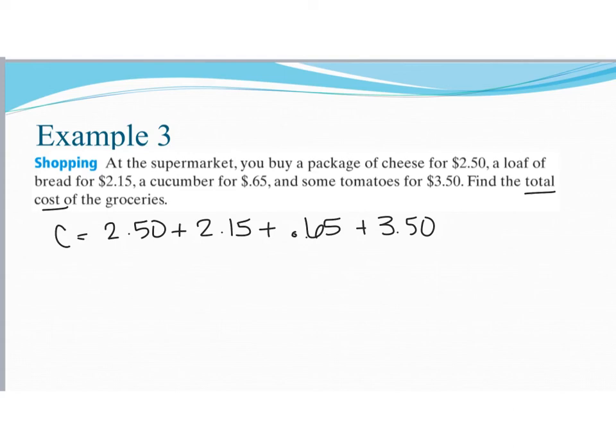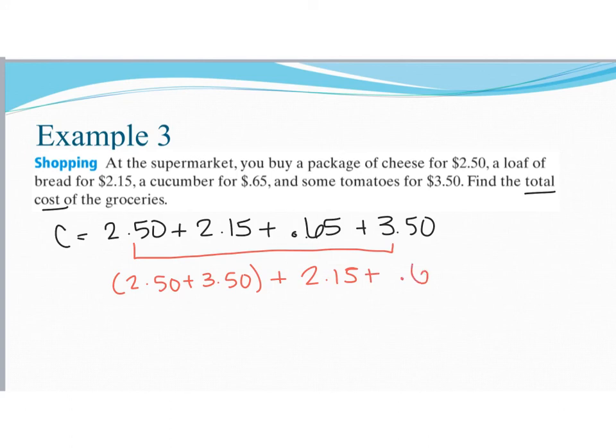Now, if you're at the store, you're probably going to use mental math to do this. And to do mental math, I would probably take this 250 and 350 and add them together, because that will give me a nice number. Then I would probably add that to my $2.15 and then my 65 cents. So by doing this, I have just performed the associative property of addition. This is my deductive reasoning, because I grouped two numbers that were easier to add.